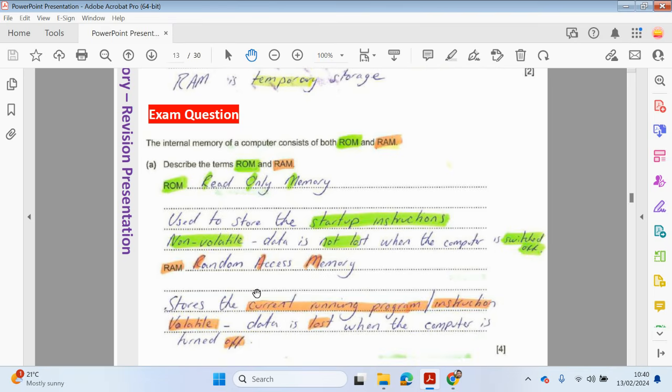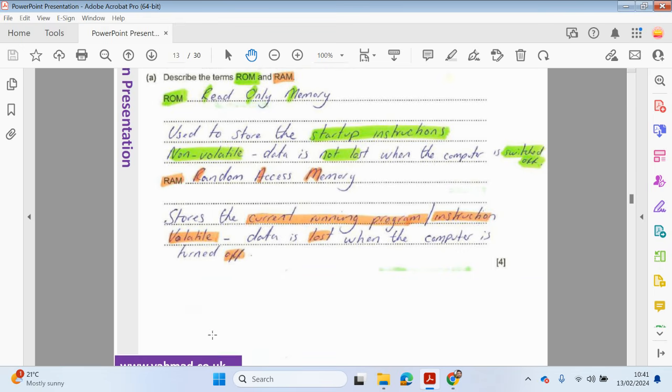The internal memory of a computer consists of both ROM and RAM, so it would be very typical to see a question like this where you have to compare the two different types of memories together. So as I said before, guys, it's really important you write out what these are. So read-only memory is used to store the startup instructions, non-volatile, so data is not lost when a computer is switched off, and then random access memory stores current programs, instructions, volatile, so data is lost when a computer is turned off.